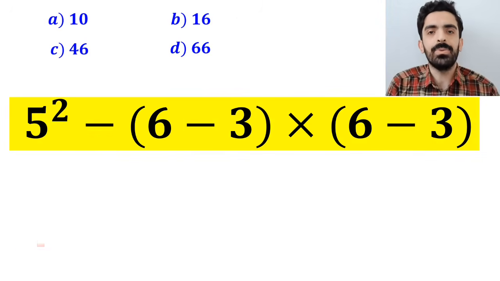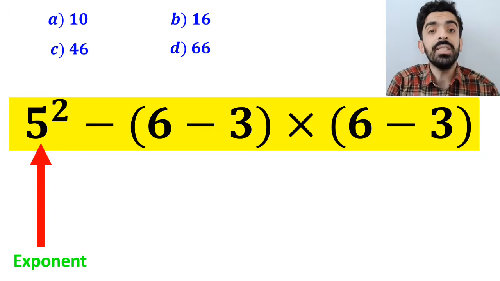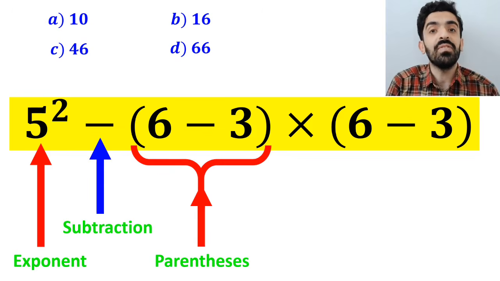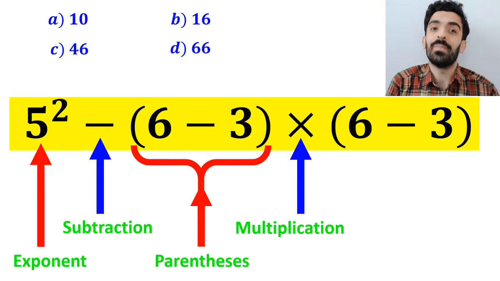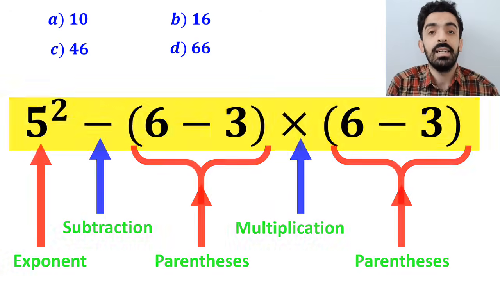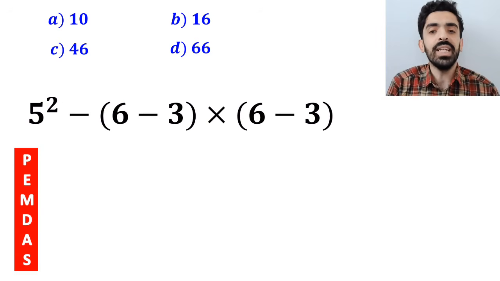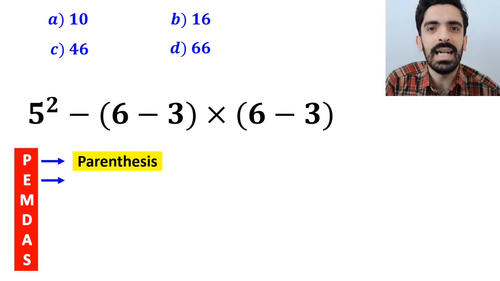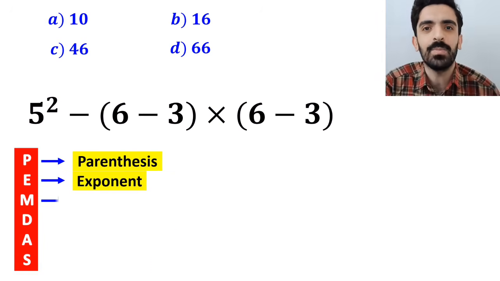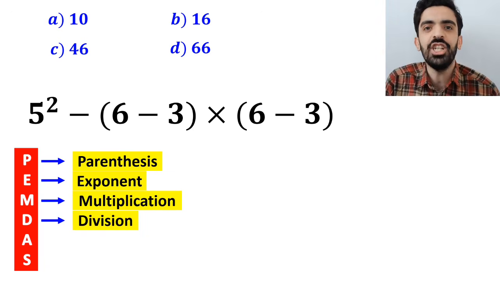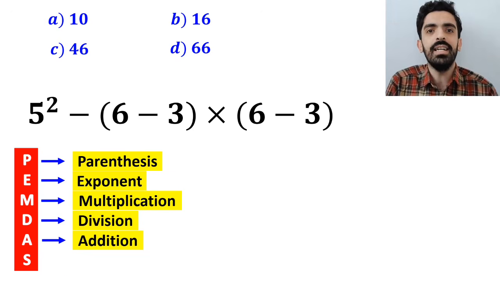As you can see on the screen, in this expression, first we have an exponent, then a subtraction sign, after that we have parentheses, followed by a multiplication sign, and finally another parenthesis. To solve this question, we must strictly follow the PEMDAS rule. In this rule, P stands for parentheses, E stands for exponent, M stands for multiplication, D stands for division, A stands for addition, and S stands for subtraction.